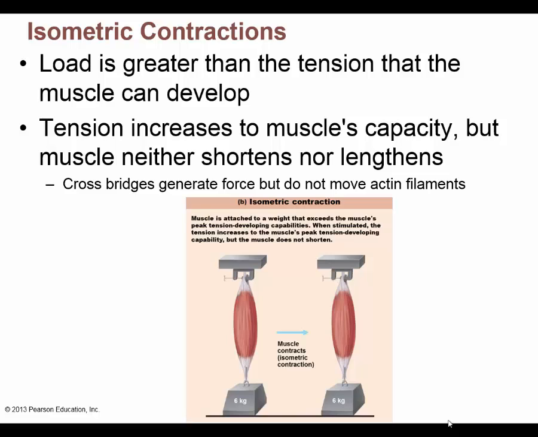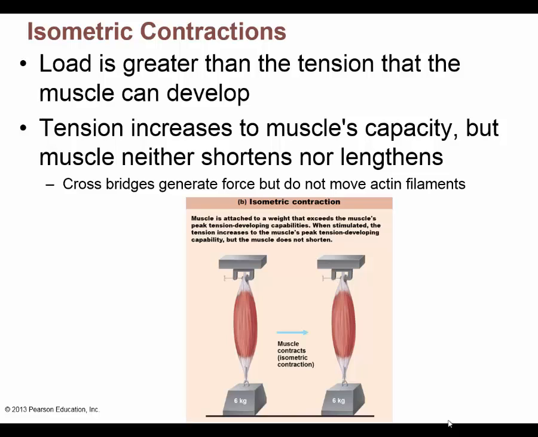Now, an isometric contraction, based on its name, what does it mean? Same length, but what changes? The tension can change. So in an isometric contraction, the load is greater than the tension that the muscle can develop. How do I say it? Let me think of my example. Your muscle is going to stay the same length, but your tension can change.